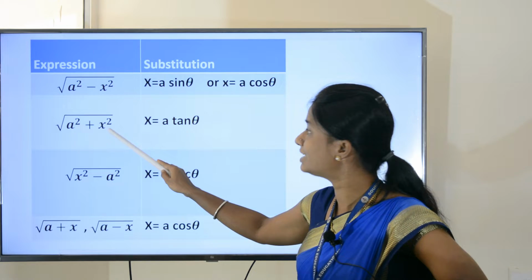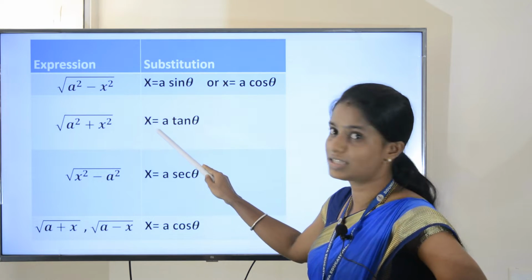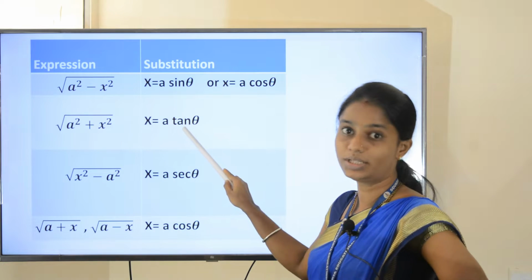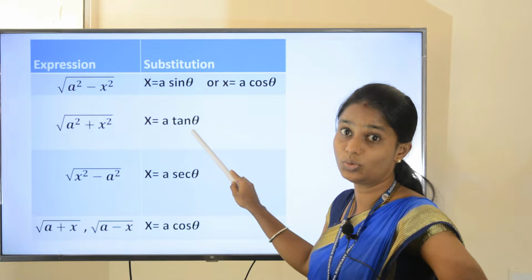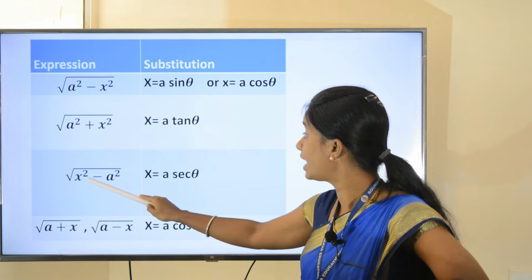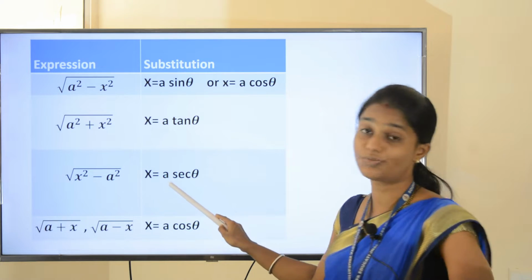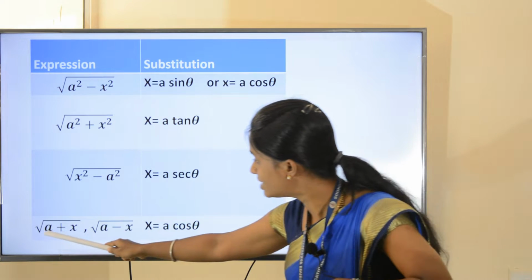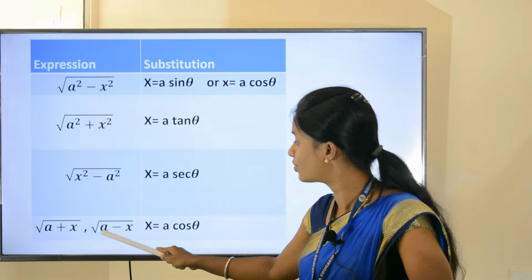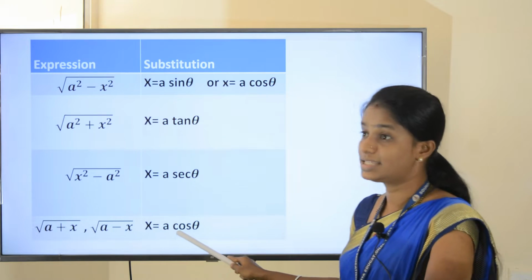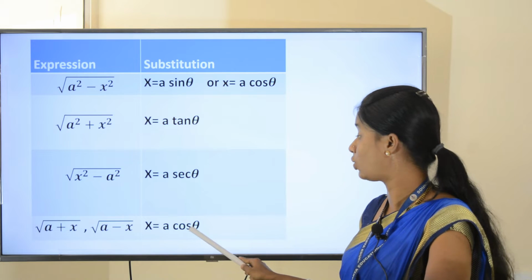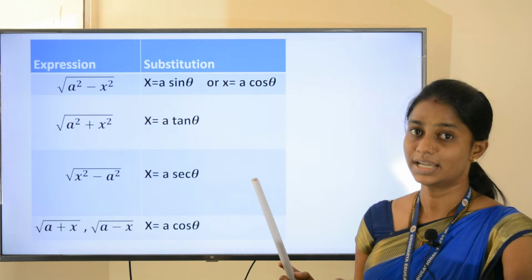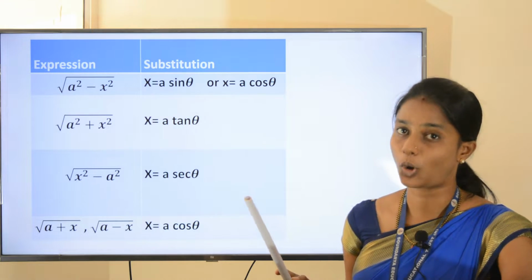Square root of 1 plus x square, what will be the substitution? In place of a we can put 1. X is equal to a tan theta, or x is equal to tan theta. Now square root of x square minus a square, substitution will be x is equal to a secant theta. Last one is square root of a plus x or square root of a minus x, its substitution is x is equal to a cos theta. Okay, please remember this table, students. It is easy for you to solve the problems.